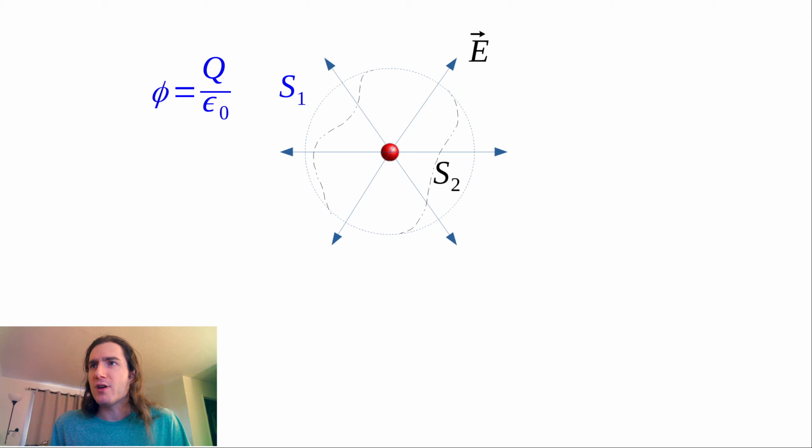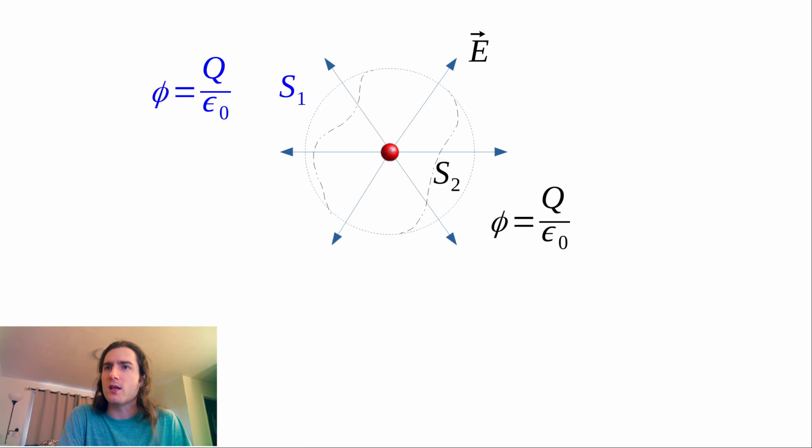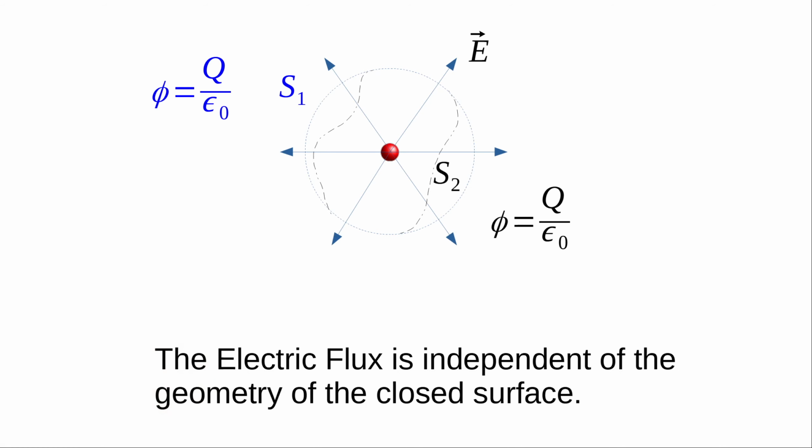Well, if we look at the electric field lines, all 6 of them still penetrate that surface S2, just like they penetrate the surface S1 there. And so, again, I think we can conclude that we have the same electric flux here. Remember, the definition of electric flux is the amount of electric field that penetrates the surface. And so we should get the same answer for these 2 surfaces because they enclose the same charge. Well, that means that the electric flux is independent of the geometry of the closed surface. So that is, again, a really profound result that Gauss figured out.